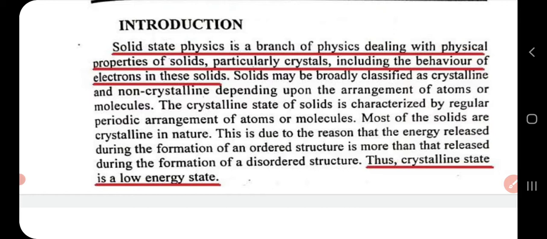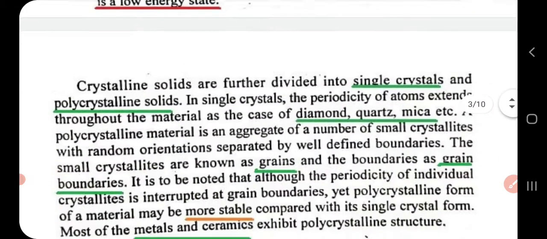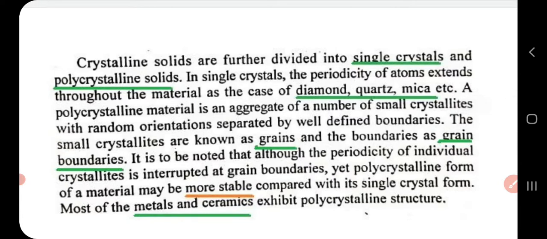Now, this crystalline state is a low energy state because it is the most stable state, and the energy released during the formation of an ordered state is more than the energy released during the formation of a disordered state. So a crystalline state is a low energy state, and hence it is highly stable when compared with the non-crystalline state. Now, crystalline solids are again classified into two, that is single crystals and polycrystalline.